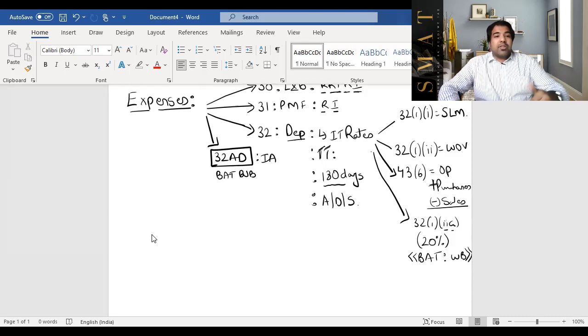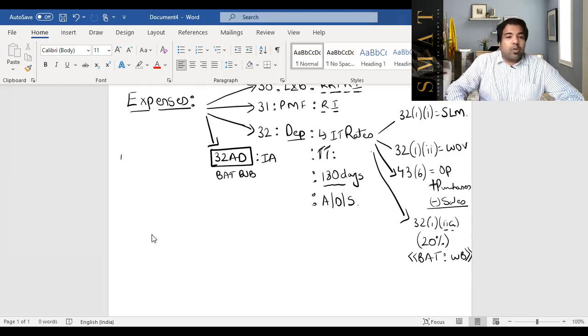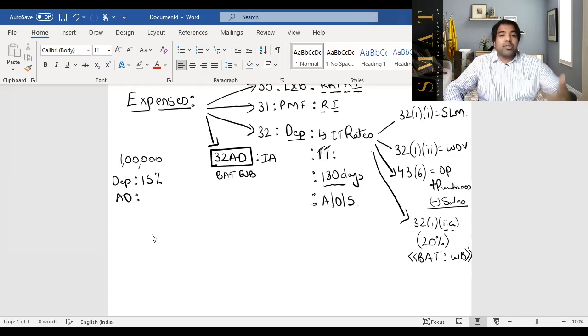What is an investment allowance and why is it different from depreciation? Investment allowance is just a normal deduction which goes to the P&L account. It does not go to the balance sheet. It does not reduce the value of the asset. So example, if I bought a new plant and machinery in BAT, West Bengal for 1 lakh rupees, then on this, will I get depreciation? Yes, I will get depreciation. Let's say at the rate of 15%. Will I get additional depreciation? Yes, I will get additional depreciation at the rate of 35%, assuming full year for both.